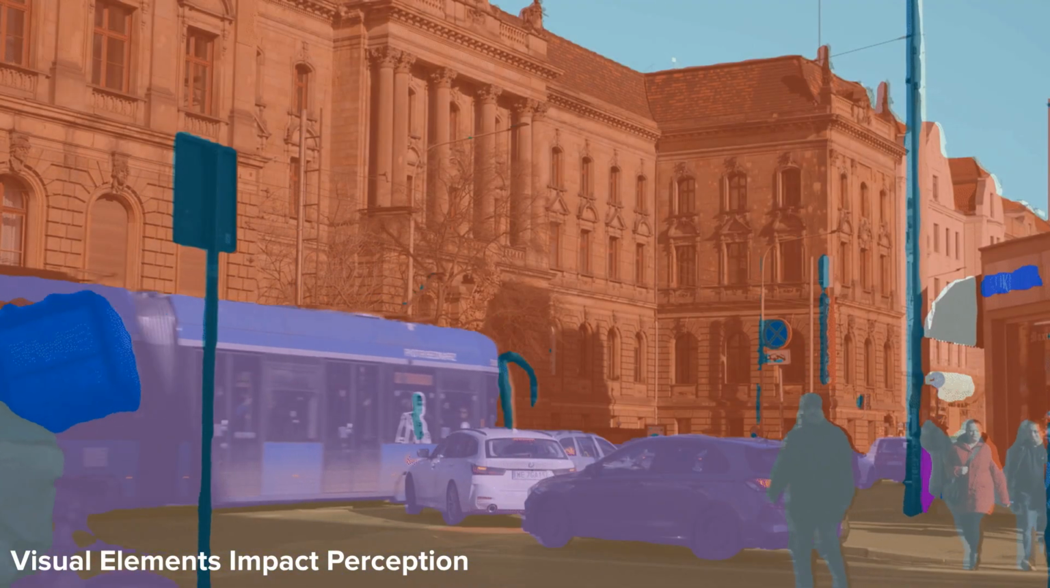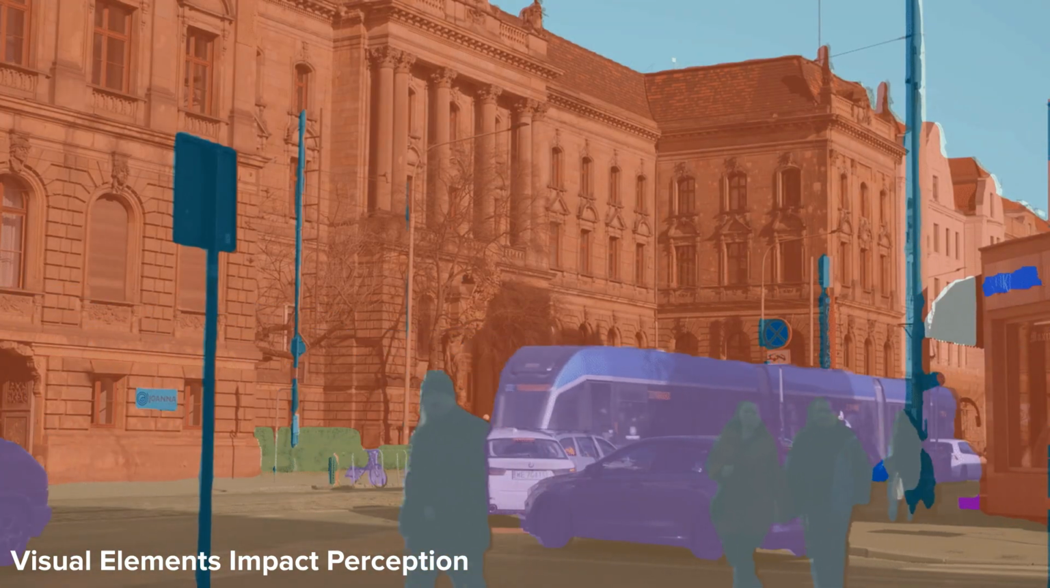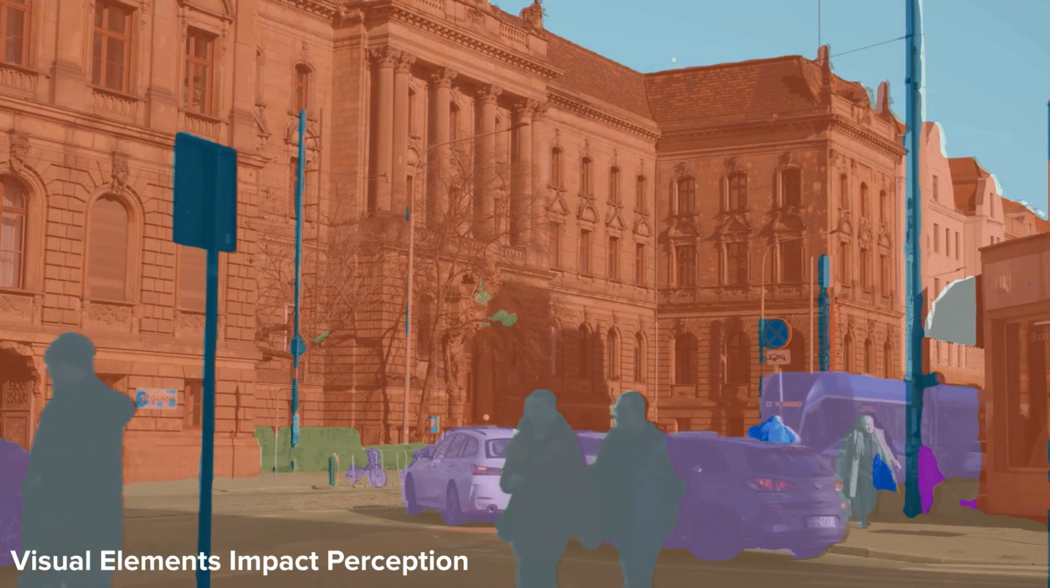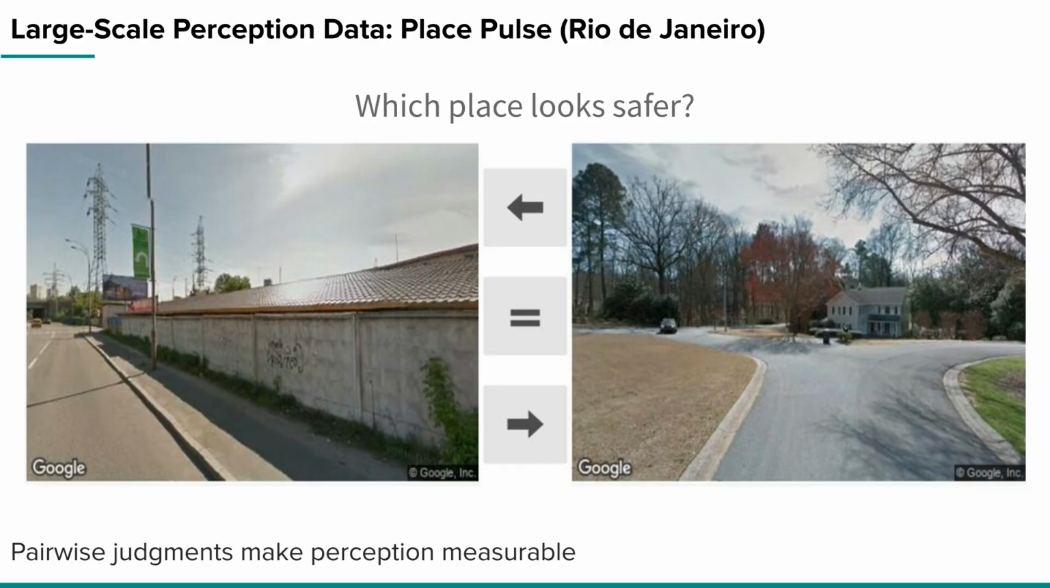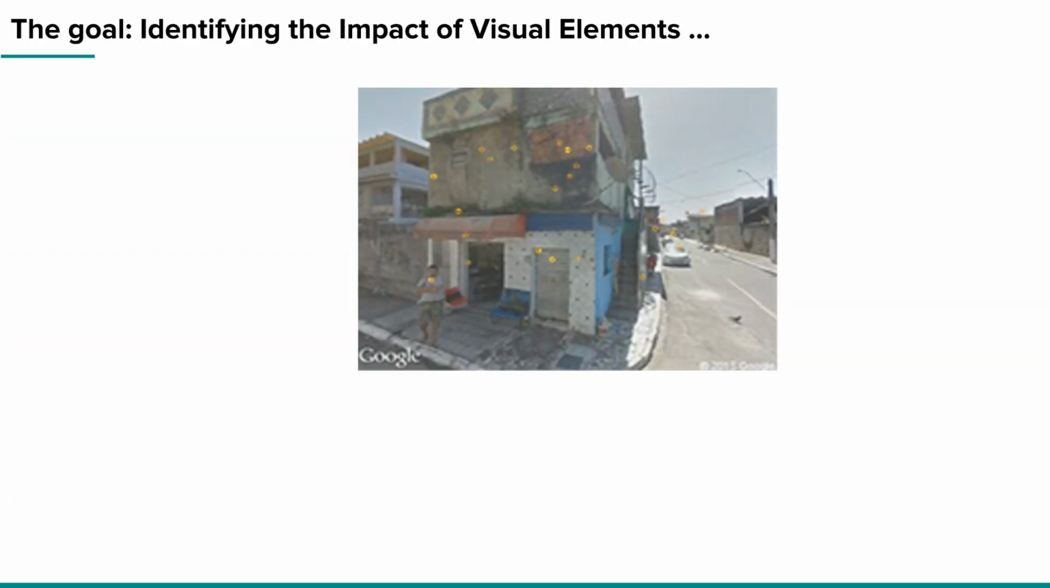While we know visual elements matter, most current models treat safety as a global image label, failing to capture how humans actually scan their environment. Large-scale datasets like PlacePulse use pairwise comparisons to quantify perception. This gives us safety scores, but it still doesn't explain the underlying visual behavior. Aggregated scores tell us which place looks safer, but they remain a black box regarding where people look when making these decisions. Our goal is to bridge this gap by identifying the impact of visual elements on safety judgments.